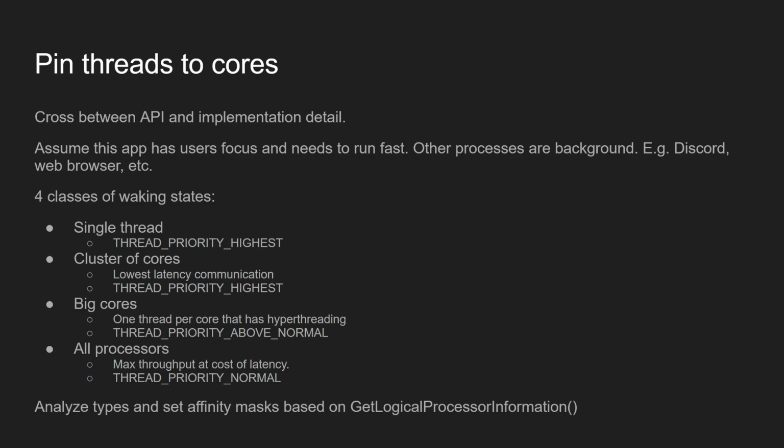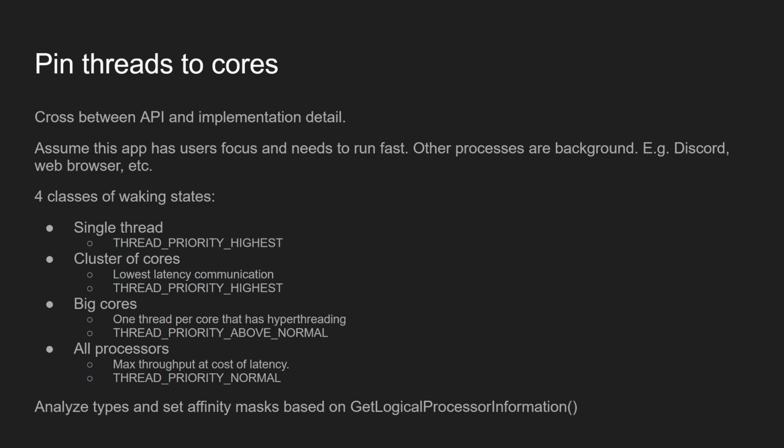Still, at this point on a normal CPU, I'm going to be using half or less than half of the logical processors. The final waking state is all processors, which will put a number of threads equal to the number of logical processors into a waking state. All of these remaining threads are put at thread priority normal so that I don't completely take over the CPU and let nothing else run.